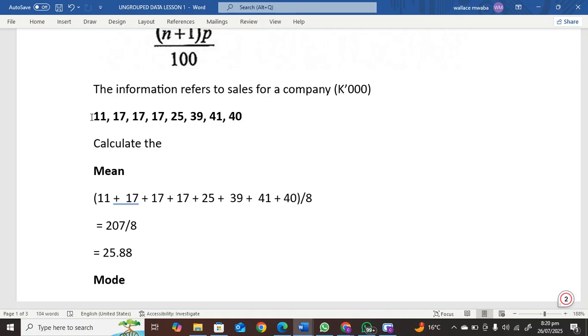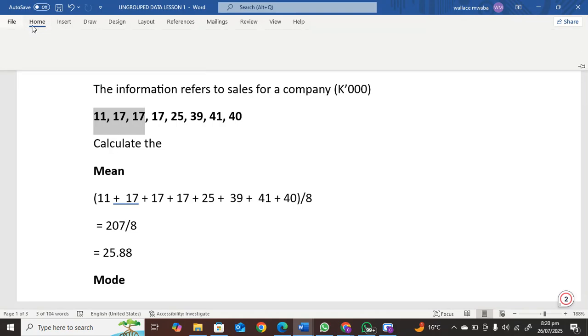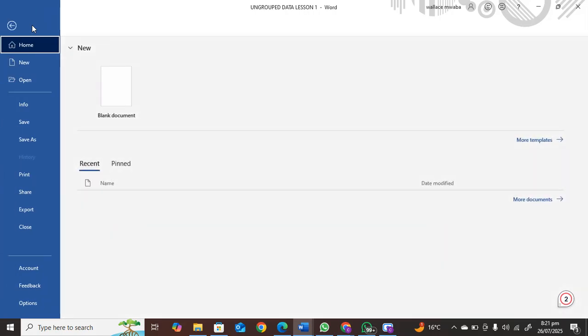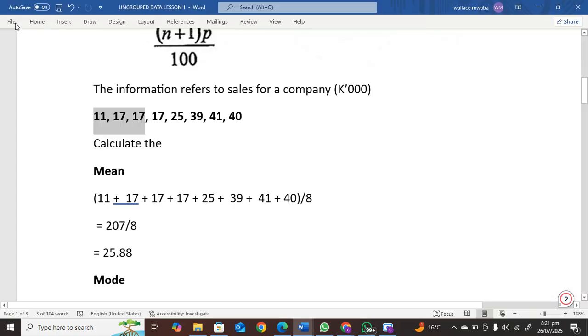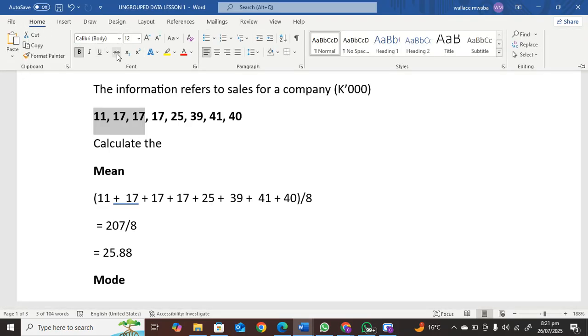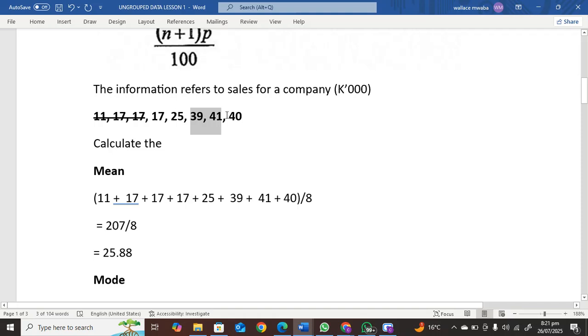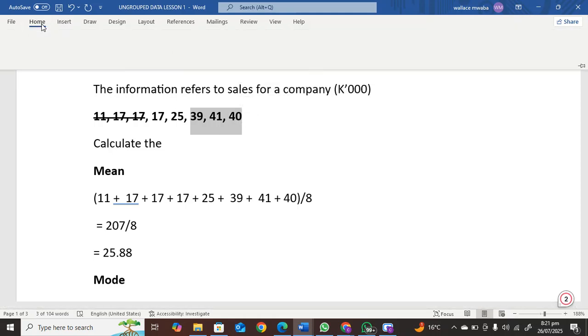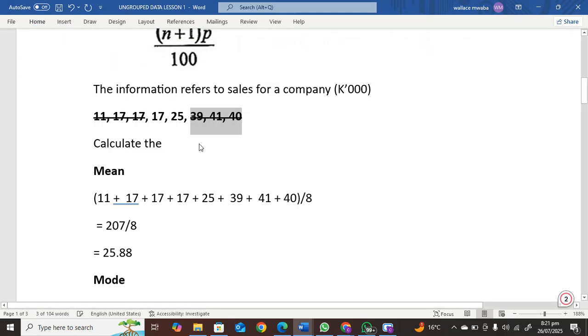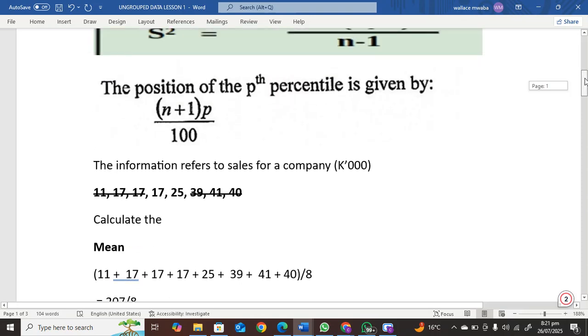Wonderful. Colleagues, yes, the median is the number in the middle. So if you cross out these three on this side, and you cross out these three here, you have two numbers in the middle. Once you find you've got two numbers in the middle, you add and divide by 2.